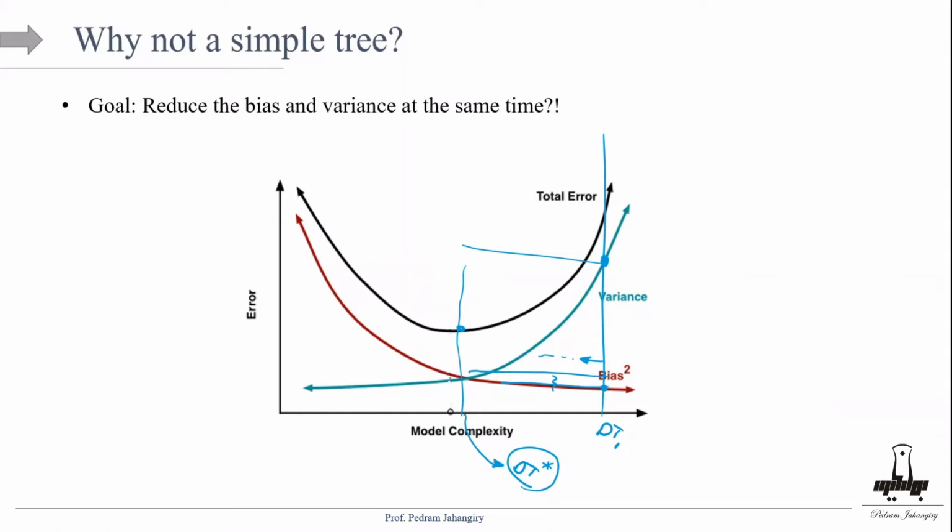But what is the idea of bagging and random forest in general? In bagging, the focus is on reducing the variance part. So we are going to say, is there a way that we can, let me just erase this extra stuff.